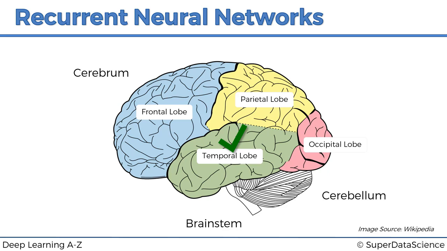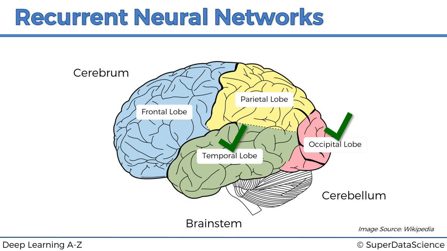Then CNN is much easier. It's vision, recognition of images and objects and so on. So that's the occipital lobe. And today we're talking about RNNs, and as you'll find out, RNNs are like short-term memory. They can remember things that just happened in the previous couple of observations and apply that knowledge going forward.